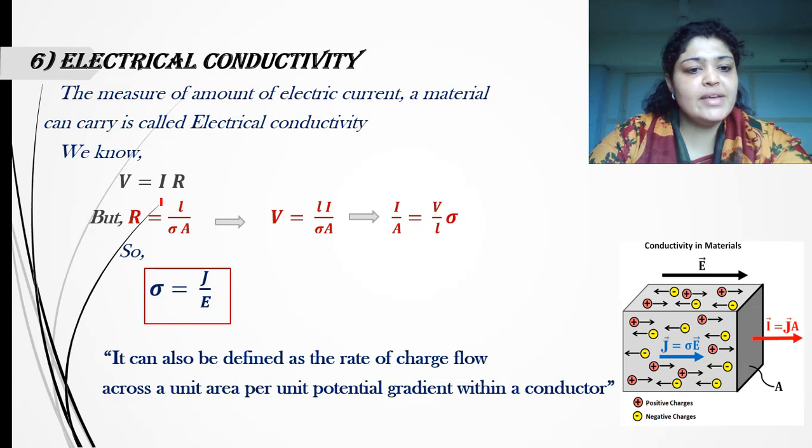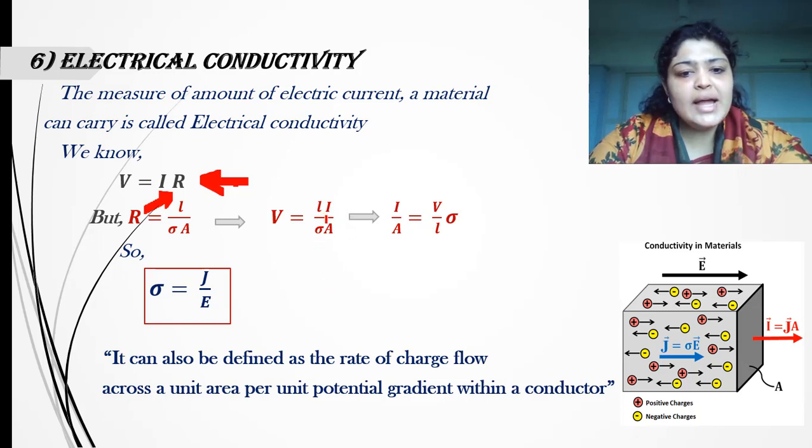We know the relation V equals IR, right? Where does this relation come from? This relation comes from Ohm's law. By using V equals IR, and as we discussed in the starting portion of the video, resistance has a relation with length and area: R equals L upon sigma A. So I substitute the value of R in this equation. I get V equals IL upon sigma A.